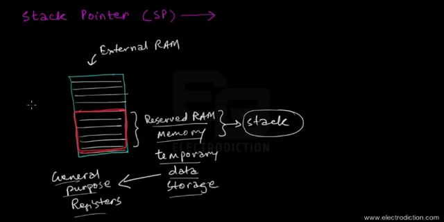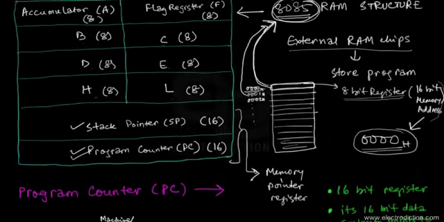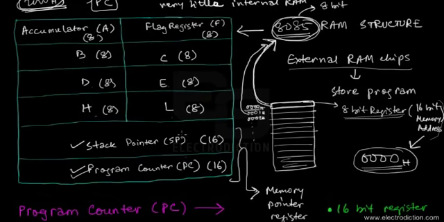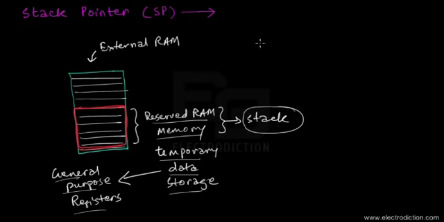Now the question comes: how do we create a stack? In order to create a stack, we need to supply a 16-bit memory location to the stack pointer register. If we take this as the stack pointer register, which is of course a 16-bit register, and let's say our stack starts from the memory location 3000H.